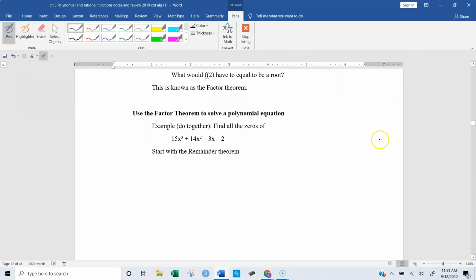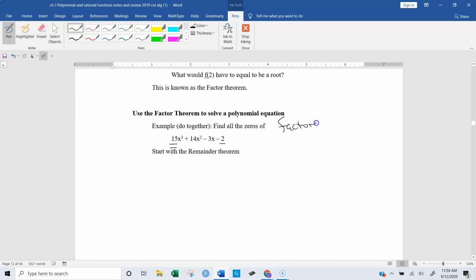Okay, I want to find all the zeros of 15x cubed plus 14x squared minus 3x minus 2. And there are a ton of them that this could be. So the first thing we're going to do is there is a root theorem that helps us find rational zeros. It says you take the factors of the first and the factors of the last. You take the factors of the last divided by factors of the first.